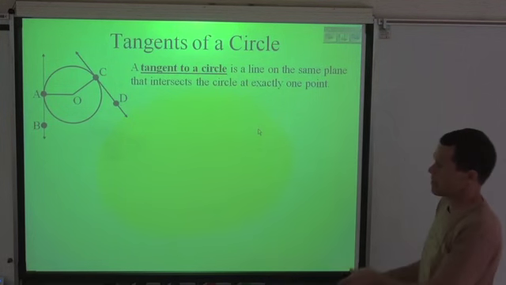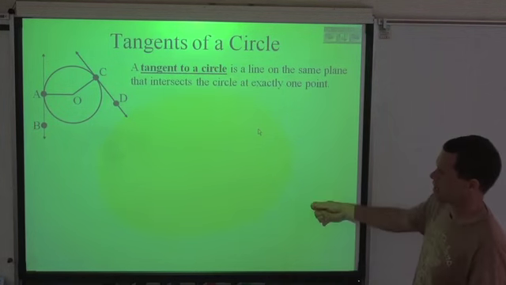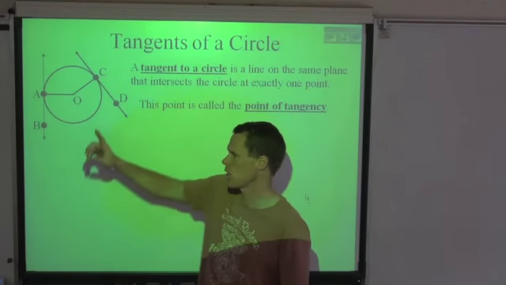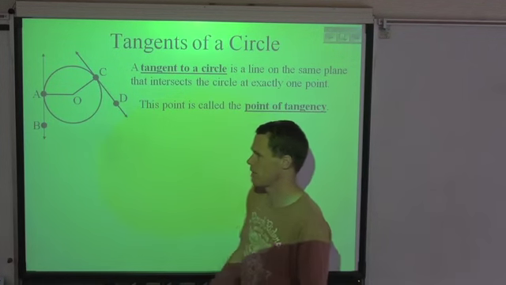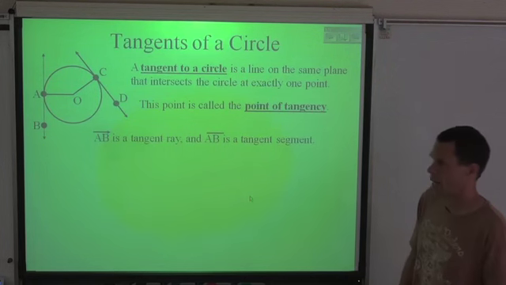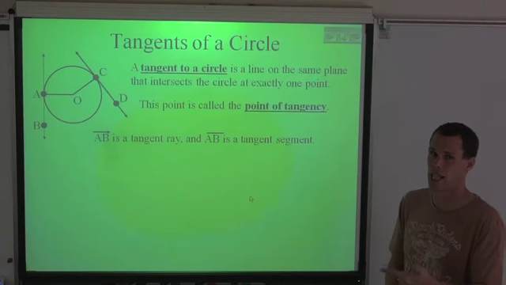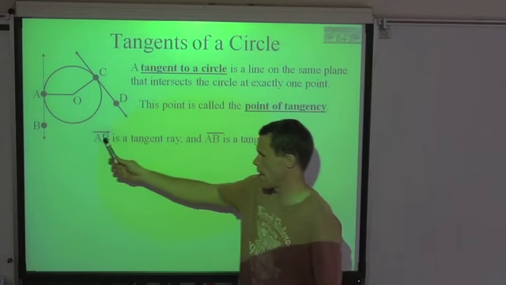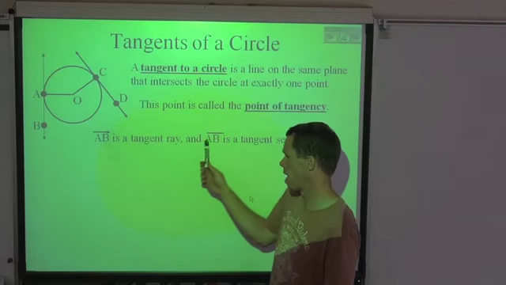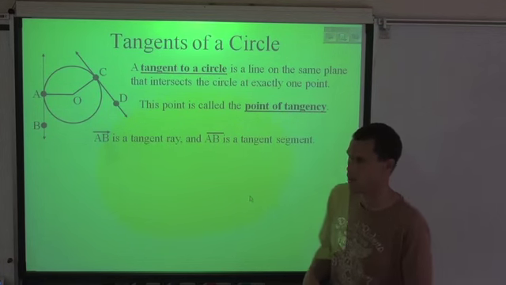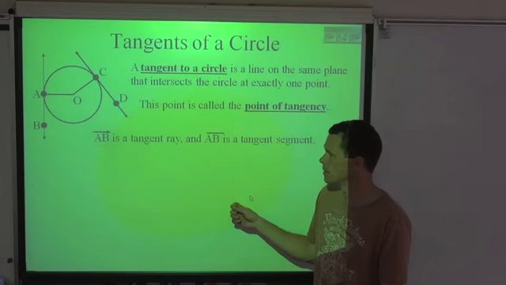So we have line AB and line CD that are tangent lines. The point where they intersect is called the point of tangency. In this case, we have point A as a point of tangency, and point C is a point of tangency. Okay. We can have tangent rays, tangent segments, or tangent lines. So if I wrote ray AB, then it's a tangent ray. If I write segment AB, it is a tangent segment. If I write line AB, it is a tangent line.